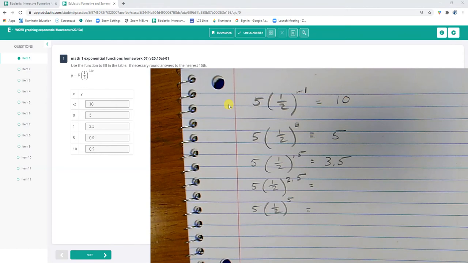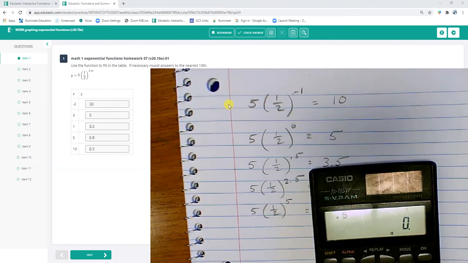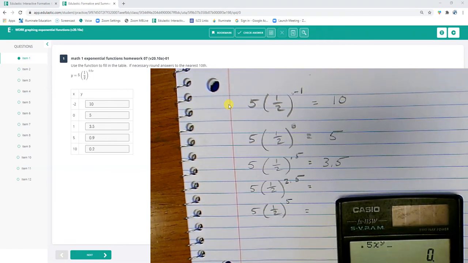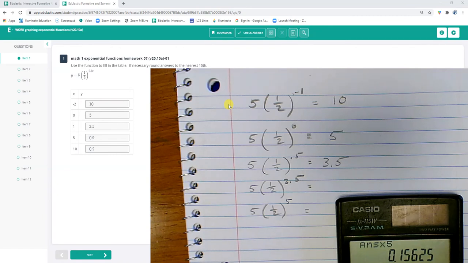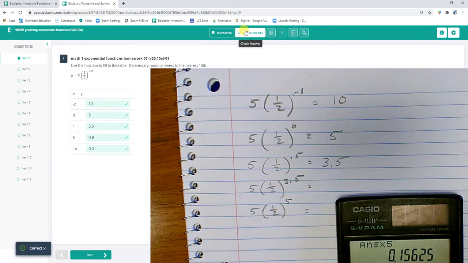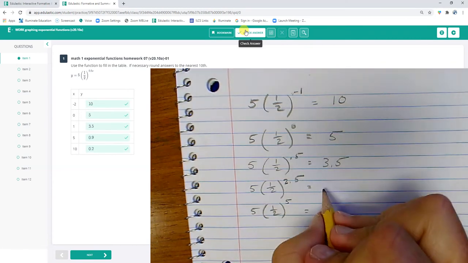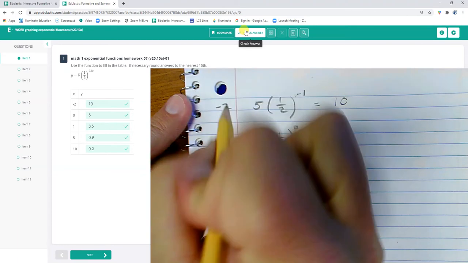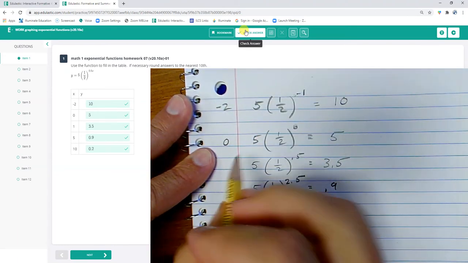Okay. So 0.5 raised to the 2.5 times 5 gives me 0.9, which is what I have in there. And then 0.5 raised to the 5th power times 5 gives me the 0.2. And these answers are good. I've already checked them. Now, I'm going to need these numbers here in just a moment. So I'm writing all this stuff down. So this was a 0.9, a 0.2, and this was at -2, 0, 1, 5, 10.